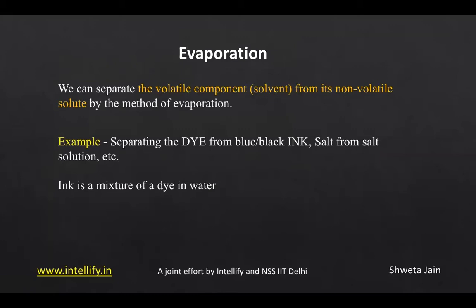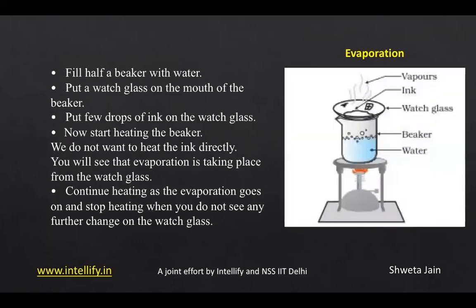Example, separating the dye from blue-black ink. Ink is a mixture of dye in water. So we have to take a beaker, fill water half in the beaker, and keep the beaker on a stand over a Bunsen burner. Keep a watch glass on the mouth of the beaker. Put a few drops of ink on the watch glass.